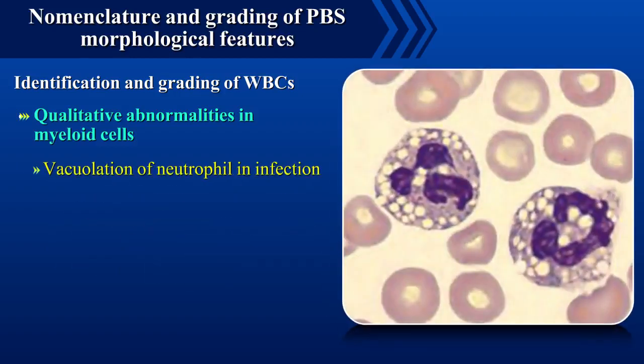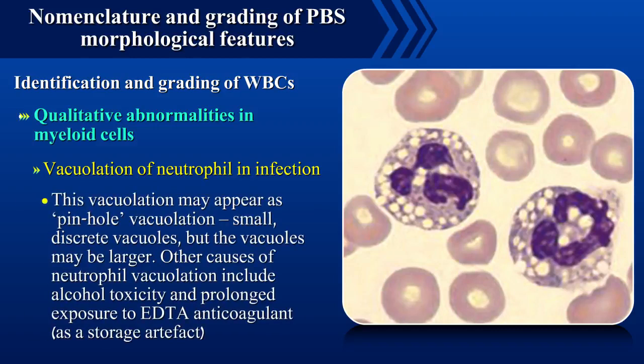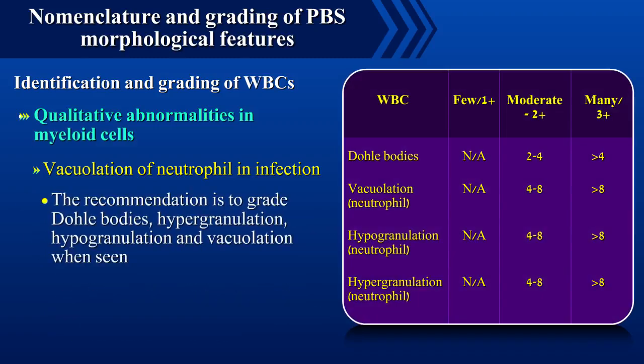Vacuolation of neutrophil in infection is due to granule fusion with a phagocytic vacuole and release of lysosomal contents to kill bacteria. This vacuolation may appear as pinhole vacuolation with small or discrete vacuoles, but the vacuoles may be larger. Other causes of neutrophil vacuolation include alcohol toxicity and prolonged exposure to EDTA anticoagulant, the latter being a storage artifact. The recommendation is to grade Döhle bodies, hypergranulation, hypogranulation, and vacuolation when seen.